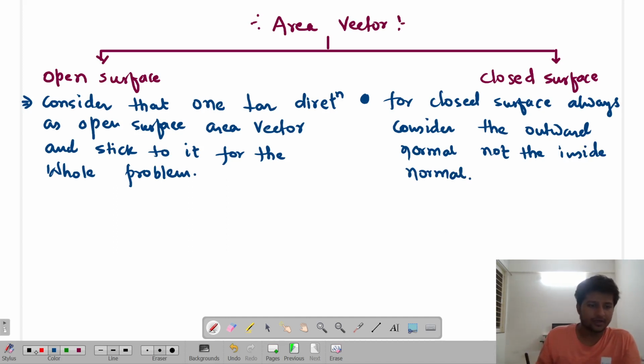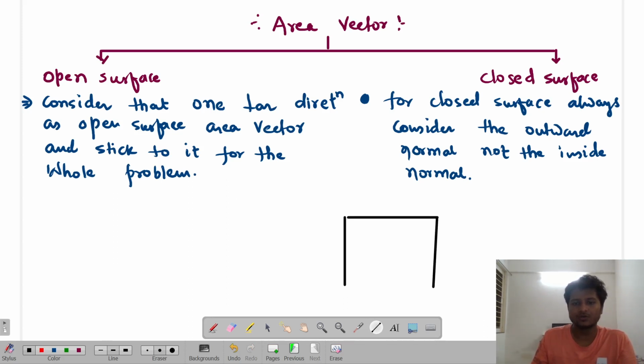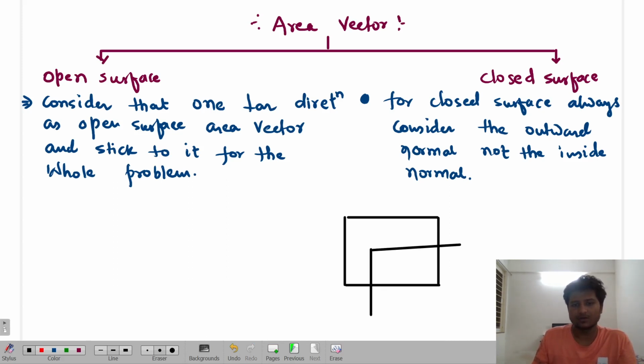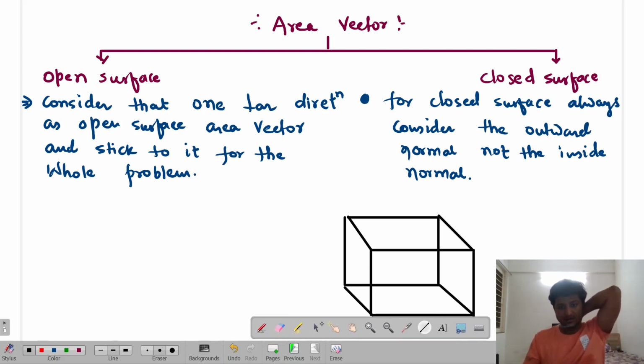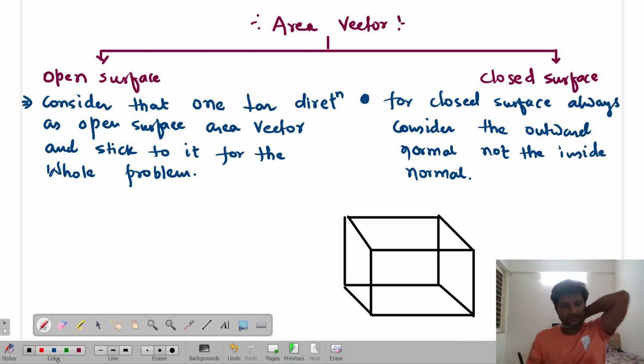So let's suppose I draw a cuboid. Cube, cuboid, whatsoever, that's an example of a closed surface, isn't it? Now look into this. For a cuboid, how many faces do I have? 8 faces. Sorry, 6 faces basically. So I have 6 faces over here, isn't it?